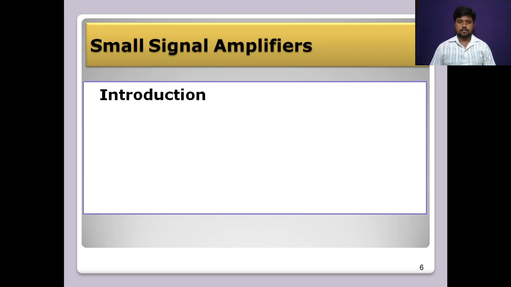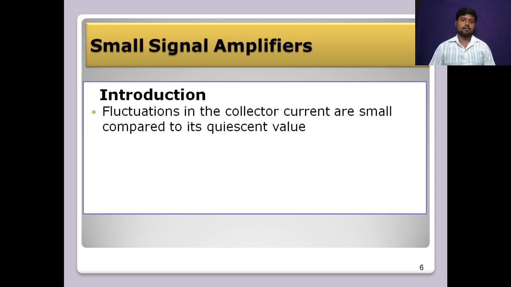Here, the fluctuations in the collector current are small compared to its quiescent value. For transistor configurations, we have common base, common emitter, and common collector. Out of these three, we mostly use the common emitter configuration. In a common emitter configuration, if you give the input at the base, the output is collected at the collector. So these collector current variations are small compared to the quiescent value.